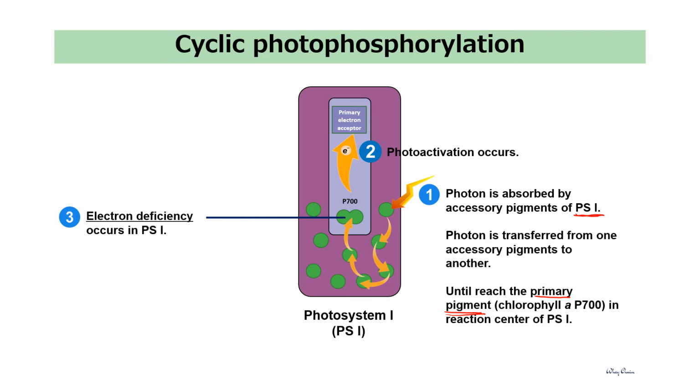The electron in PS1 will be raised to a higher energy level until it becomes photoexcited. The photoexcited electron will be accepted by the primary electron acceptor. This is called photoactivation. So, same as before, if photoactivation occurs, it leads to a problem, which is electron deficiency.